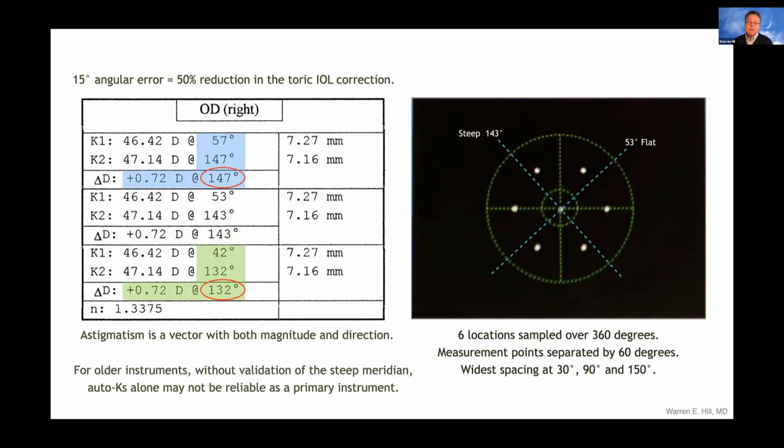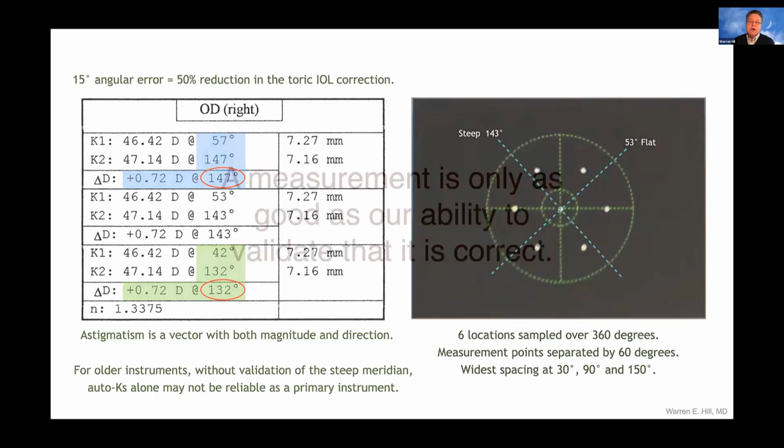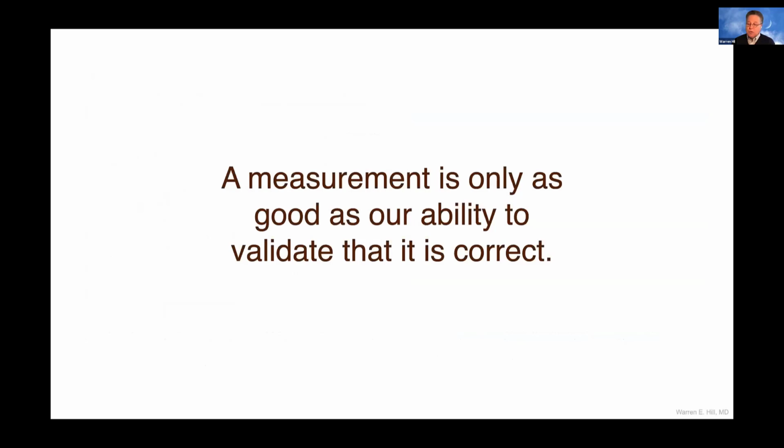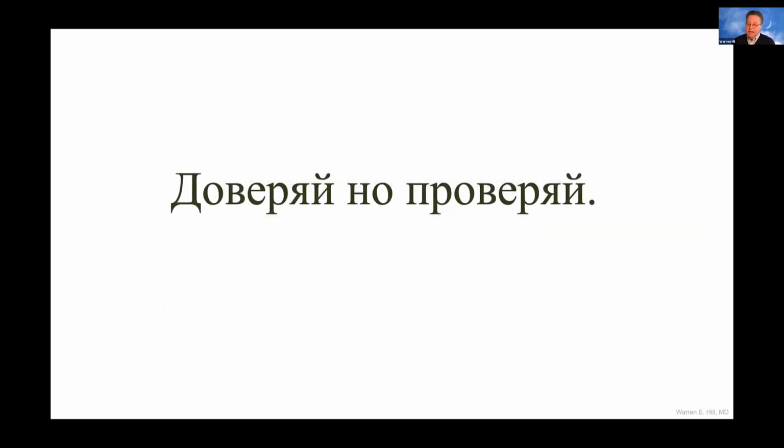And for older instruments, without validation of the steep meridian, automated keratometry alone may not be reliable as a primary instrument and may give us a refractive surprise. So as we mentioned at the beginning, a measurement is only as good as our ability to validate that it's correct. And as the old Russian proverb says, you know, we trust, but we verify.